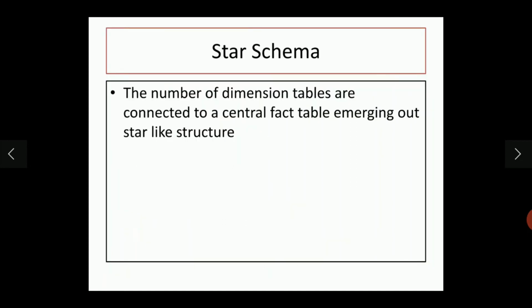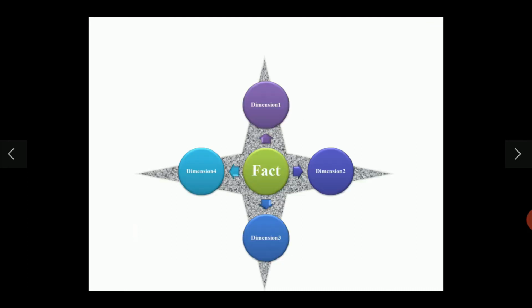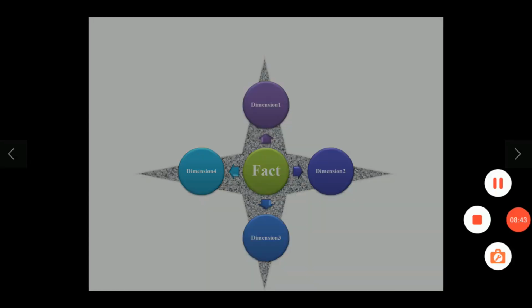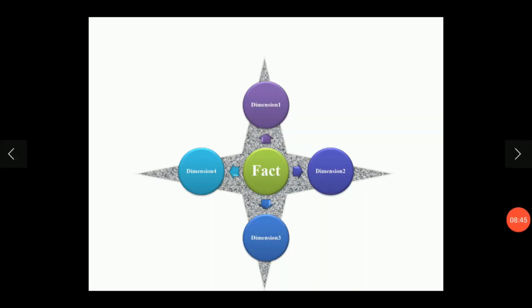Now let's see the star schema. A number of dimension tables are connected to a central fact table, emerging out as a star-like structure. So the name is given as star schema. You can see this structure, it is a star. So there are 4 dimension tables connected to a central fact table. Star schema.